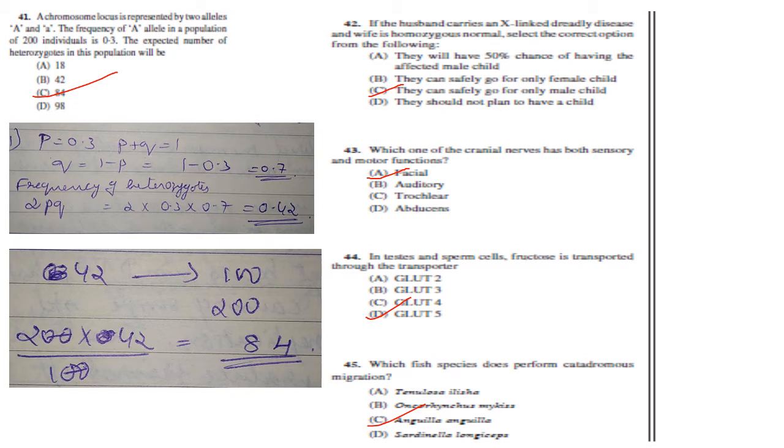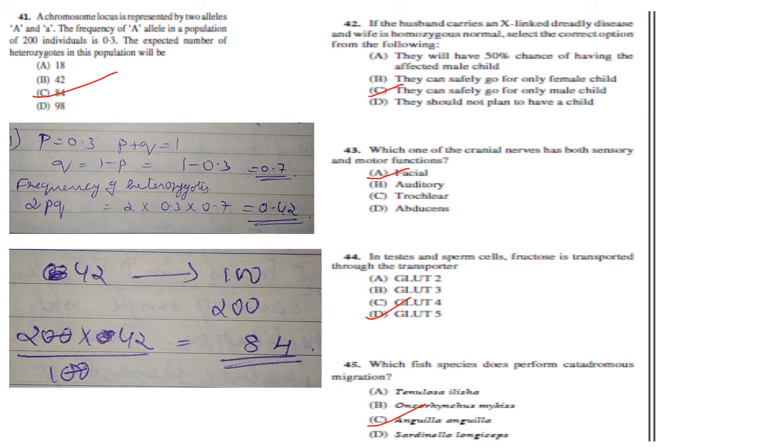So they will have a 50% chance of having the affected male child. The husband is having the X-linked disease, whereas the wife is normal. So chances of male having the disease is very less. There will not be any 50% chance of having the disease. Then they can safely go for only a female child. They can safely go for only a male child. They should not plan to have a child.